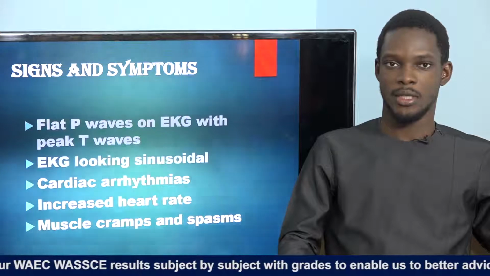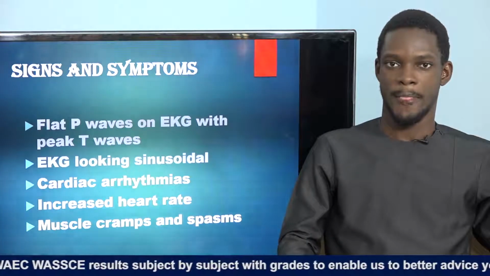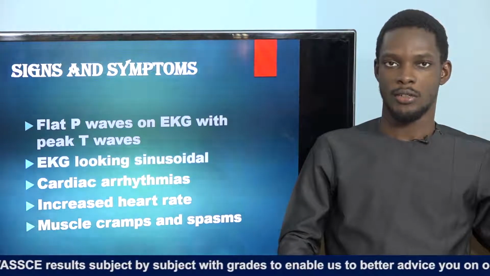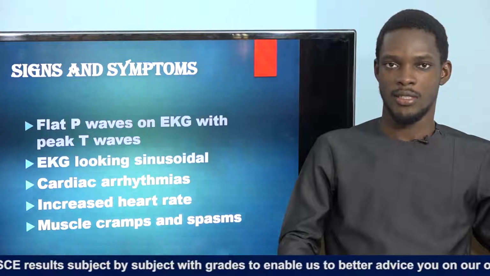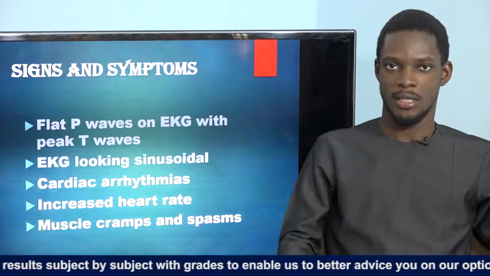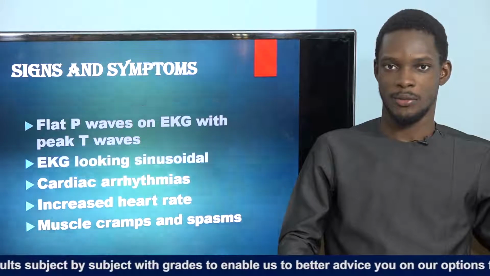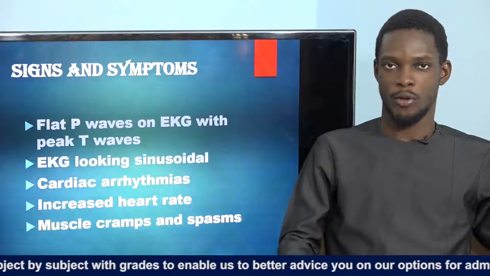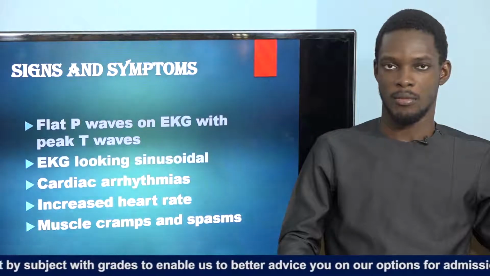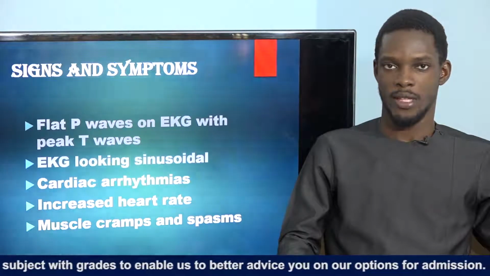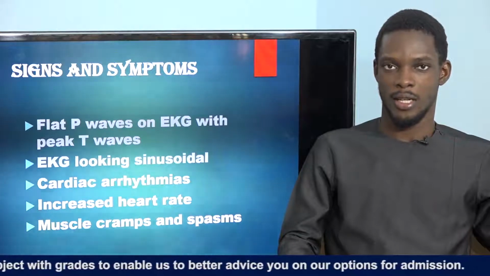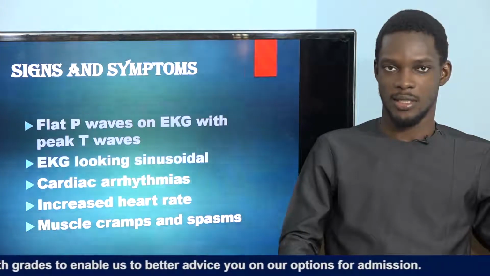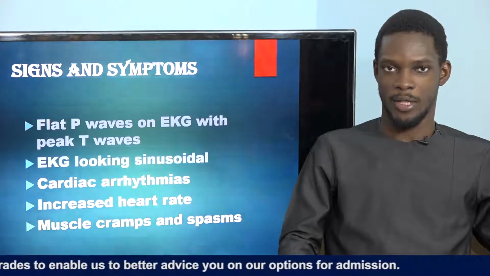Signs and symptoms: you may see a flat P wave and peaking T waves on the EKG. The EKG will also look sinusoidal because there's insufficient time between depolarization and repolarization, or in simple terms, muscle contraction and muscle relaxation. And therefore, you will see that the EKG looks relatively abnormal. Instead of looking like the normal QRST wave, it will look sinusoidal. That is, it goes up and goes down like a pendulum.